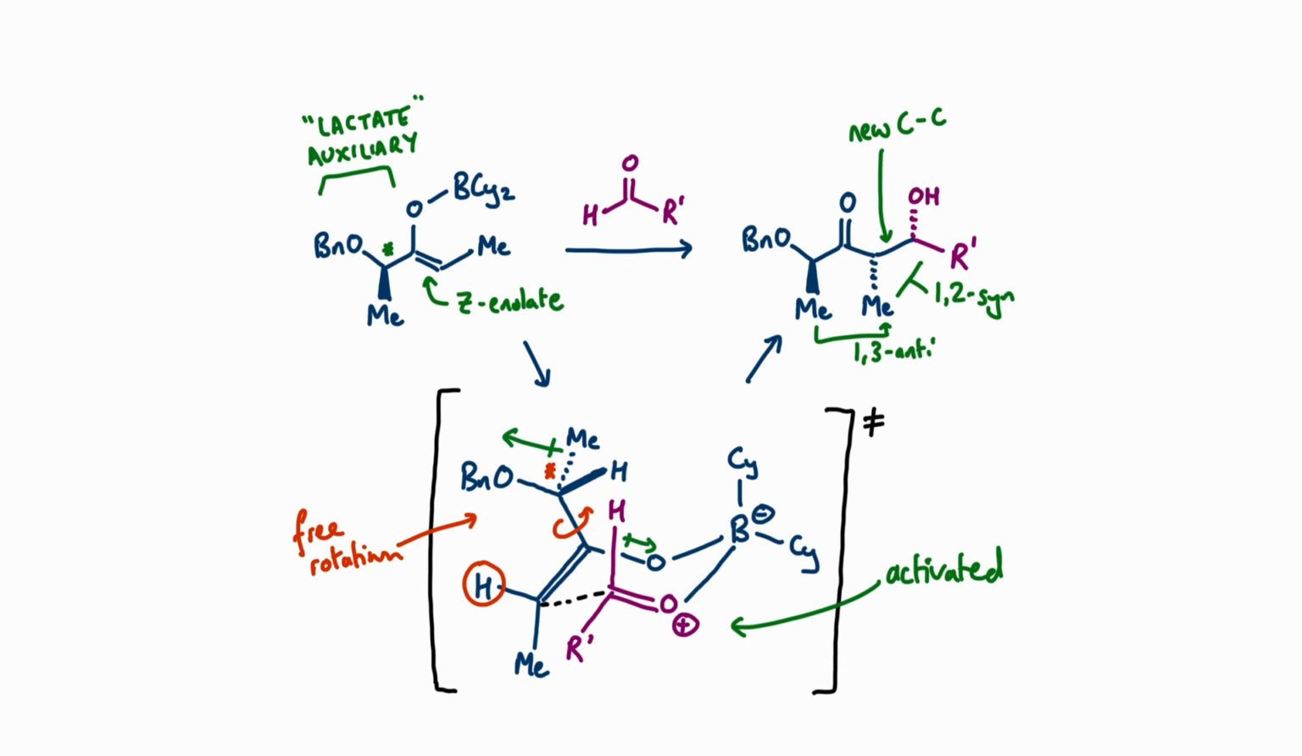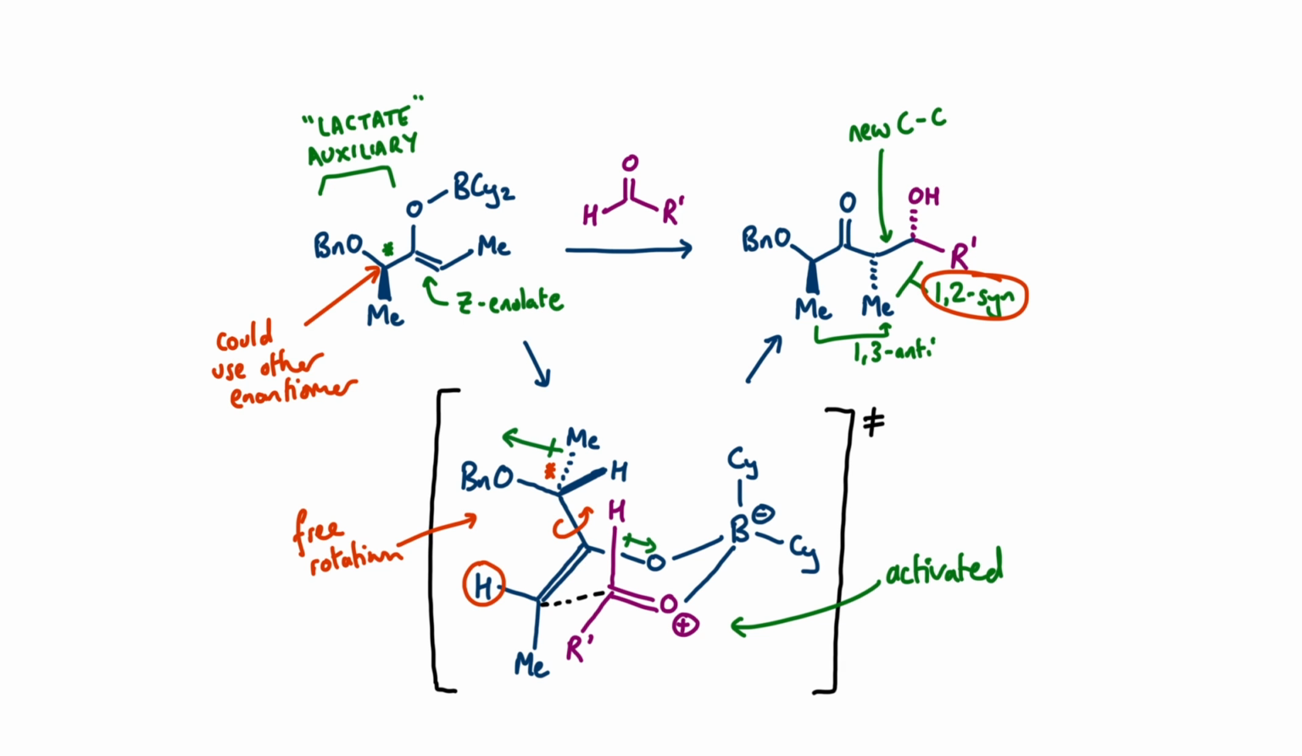Now this is all well and good, provided we want this 1,2 syn relationship in the product. The Z enolate will always lead to that one. If I wanted those two stereocentres pointing up, all I'd have to do is use a different enantiomer of starting material. But that begs the question of, what if we want the 1,2 anti relationship? And that's what this video is going to be about.